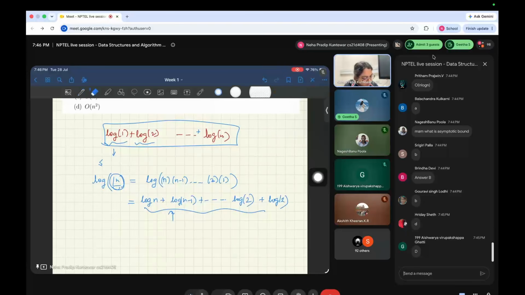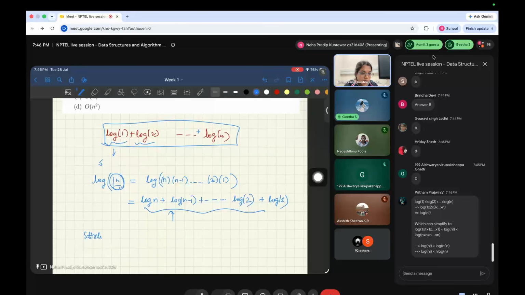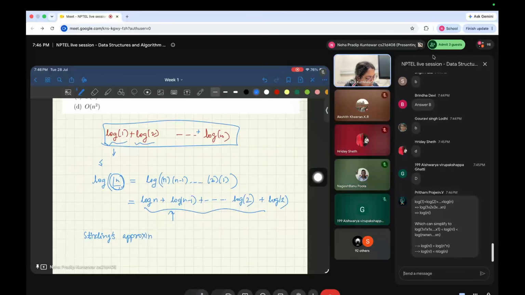If you use Stirling's approximation, you'll find that n factorial is at most 2 to the n log n. There must be some constant here. So log of that is order n log n, as most of you answered.